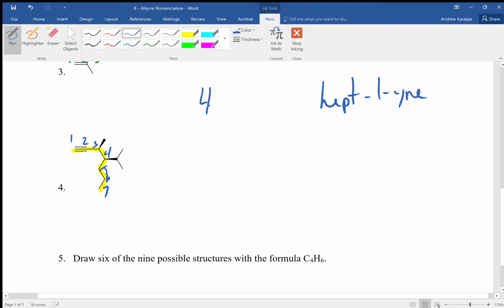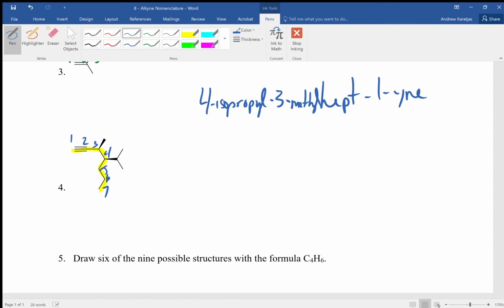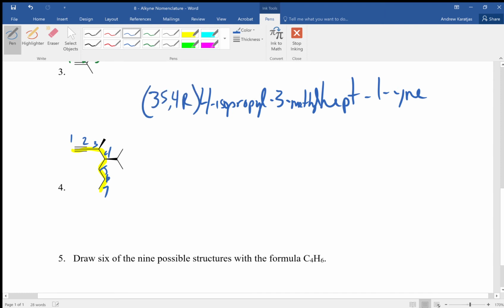and we have 4-isopropyl, 3-methyl. Anything else? Don't forget your stereochemistry. At carbon 3, we have S and 4R.